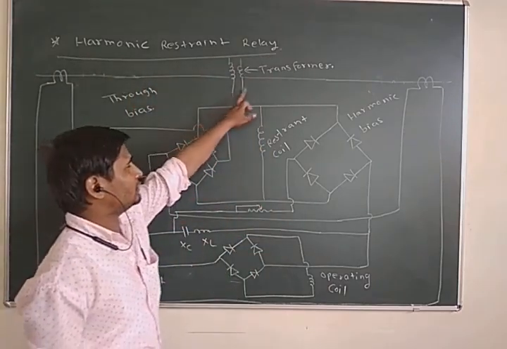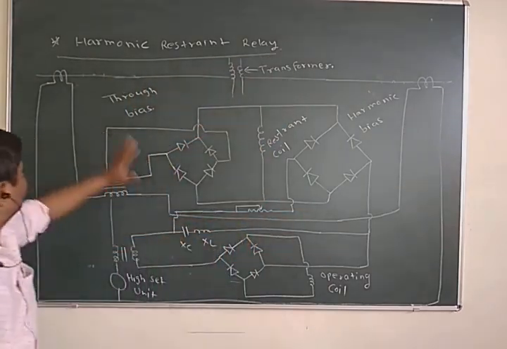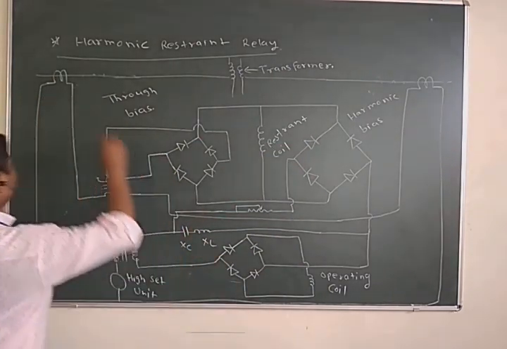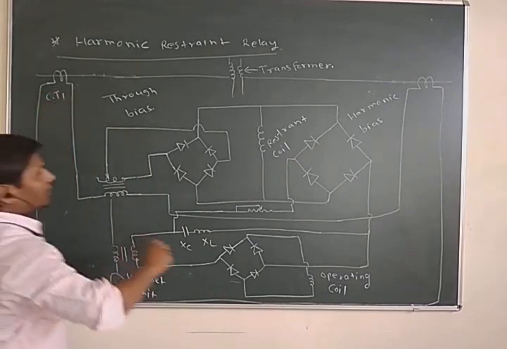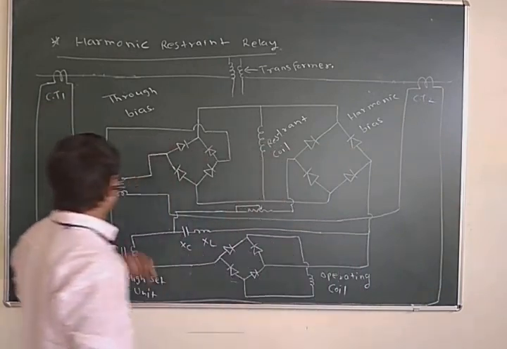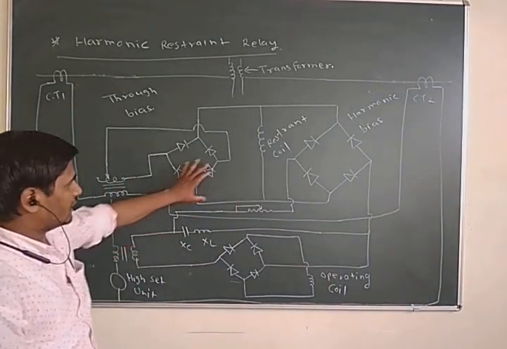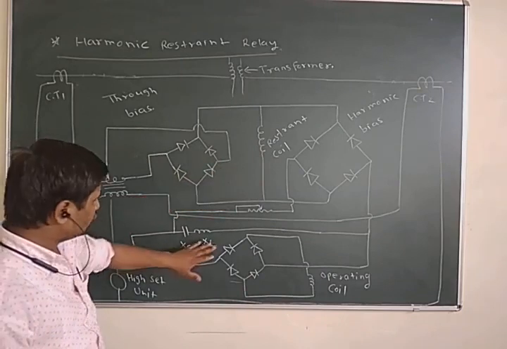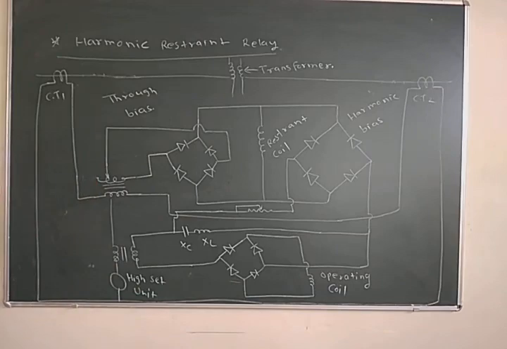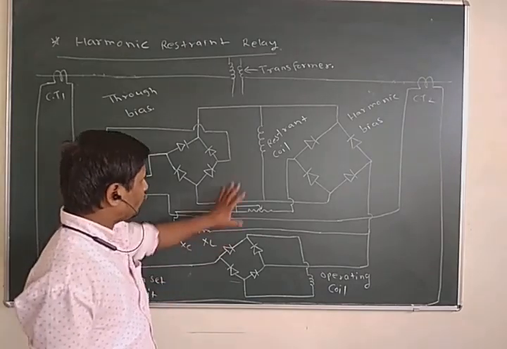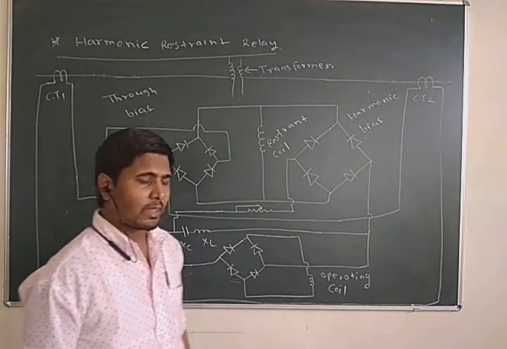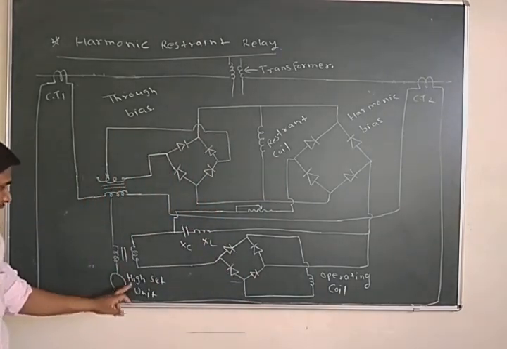Now the construction of this harmonic restraint relay consists of this transformer which we have to protect. We use two CTs, suppose this is CT1 and this is CT2. The output of the CTs is rectified with the help of rectifiers, and we use a filter circuit to filter the harmonic components. Here there are two coils, one is the restraining coil and the second is the operating coil. And this is the high setup unit.